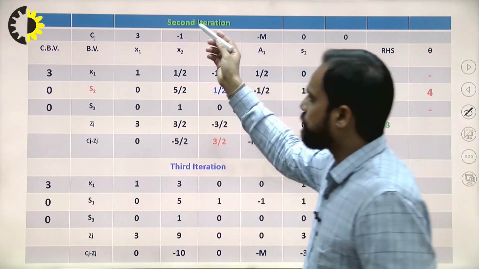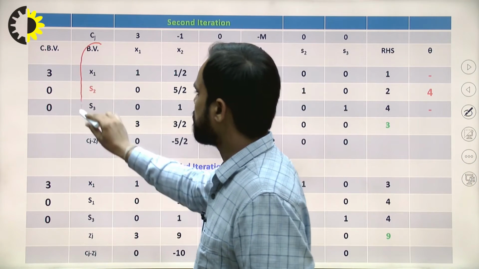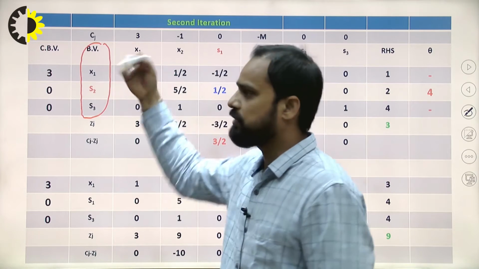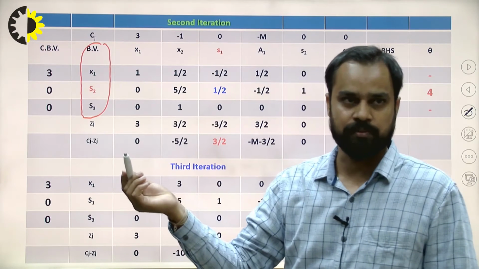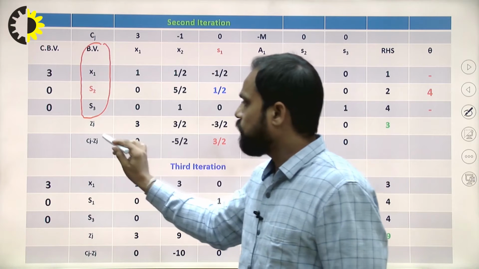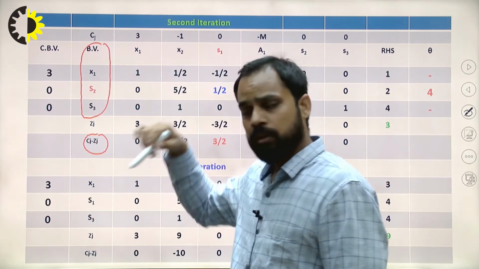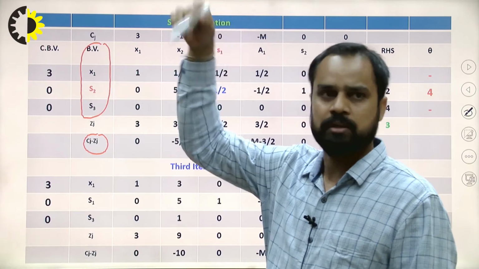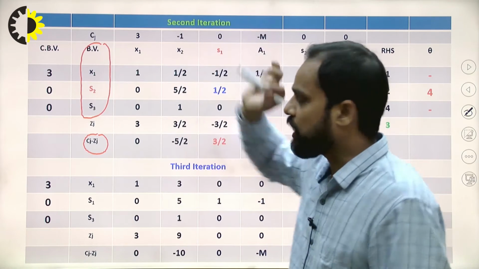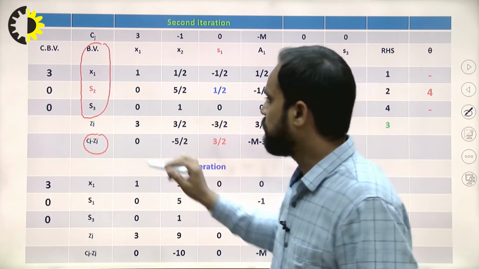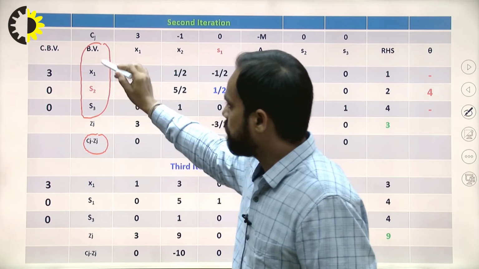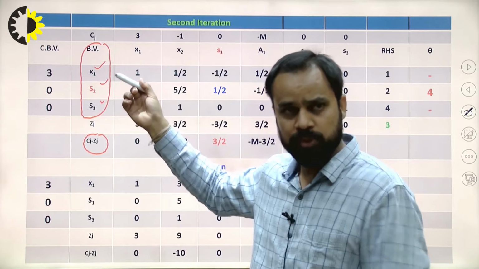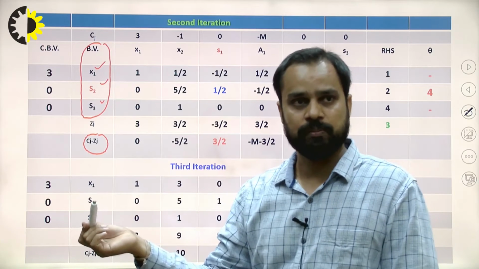Suppose this is the second iteration, and these are the basic variables. In this iteration, these are the basic variables, and other than these variables are called non-basic variables, right? So we can always check at any iteration, either first, second, third, or fourth, at each iteration. Here x1, s2 and s3 are the basic variables. Other than these variables used in the problem are non-basic variables, right?